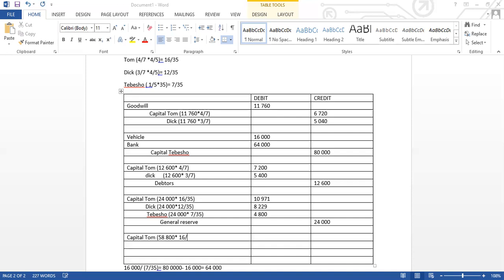16/35. Capital Tom is 26,880. And then Dick, 20,160. And Tebesho, 11,760. Do we understand?